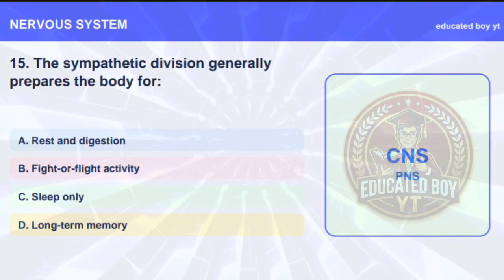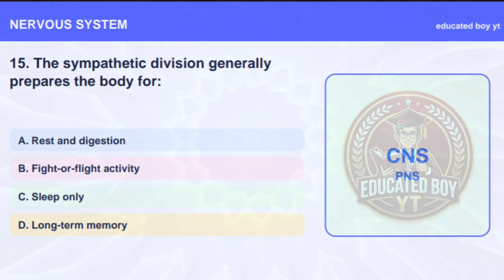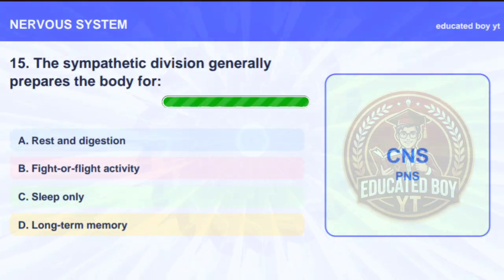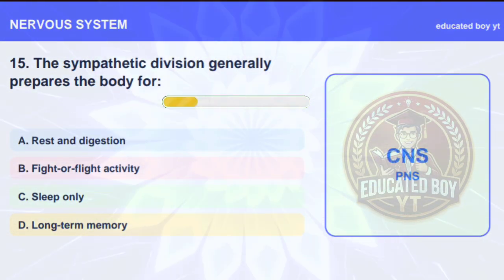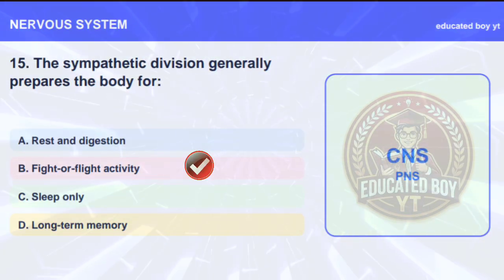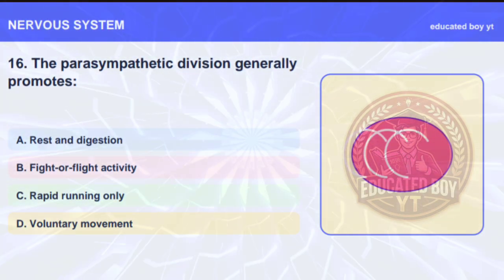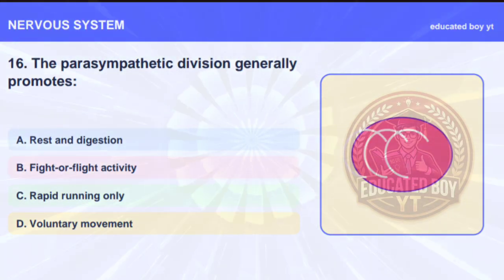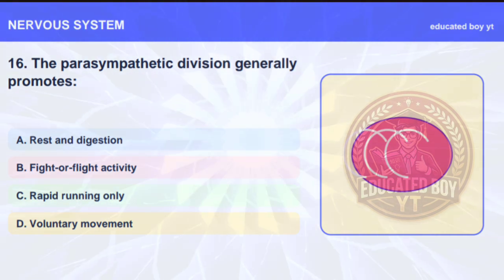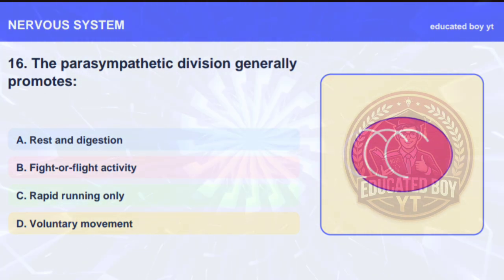Question number 15. The sympathetic division generally prepares the body for: option A, rest and digestion; option B, fight or flight activity; option C, sleep only; option D, long term memory. Question number 16. The parasympathetic division generally promotes: option A, rest and digestion; option B, fight or flight activity; option C, rapid running only; option D, voluntary movement.